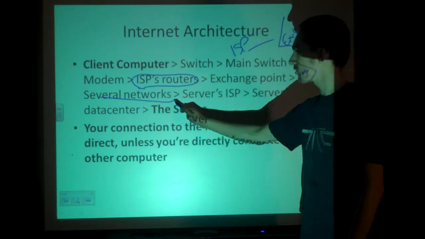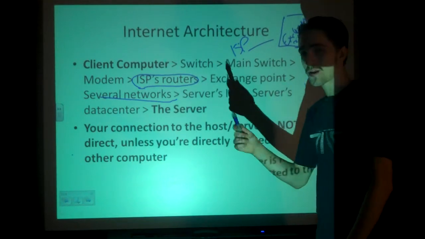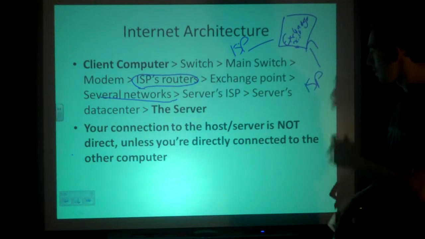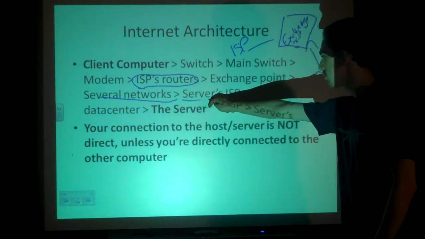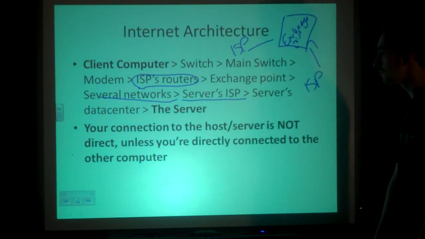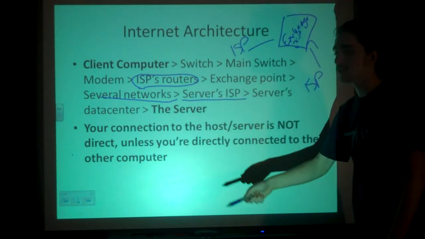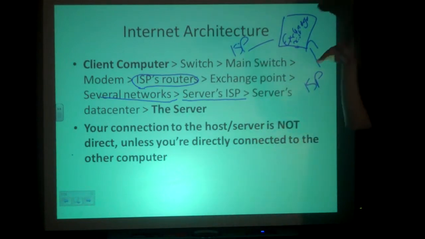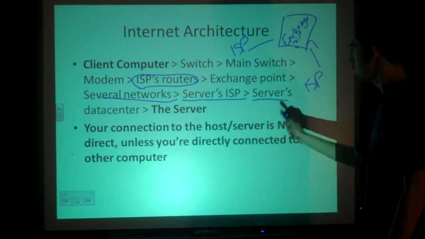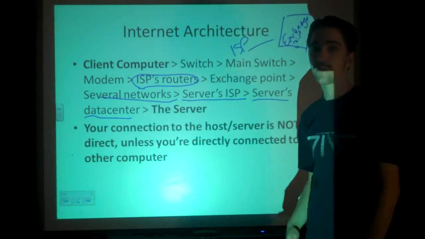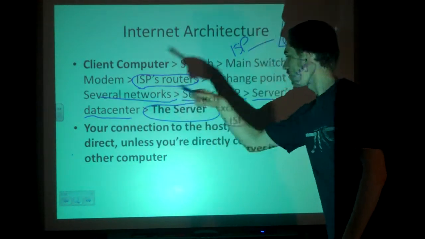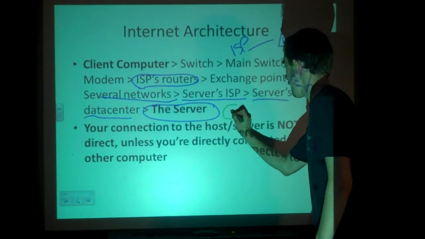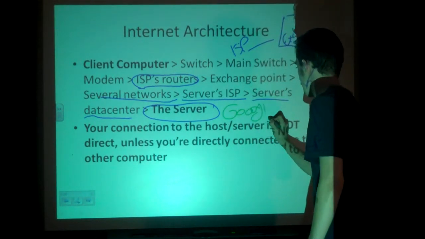But then it goes over several networks, which we'll get into with the internet architecture later on when I have a full-on whiteboard here. Then the server's ISP. So Google's server, they have to have their own internet connection. So now you're going through that connection. Then you'll finally get to the data center where the server's at, or the building. And then you'll go to the server that hosts what? Google.